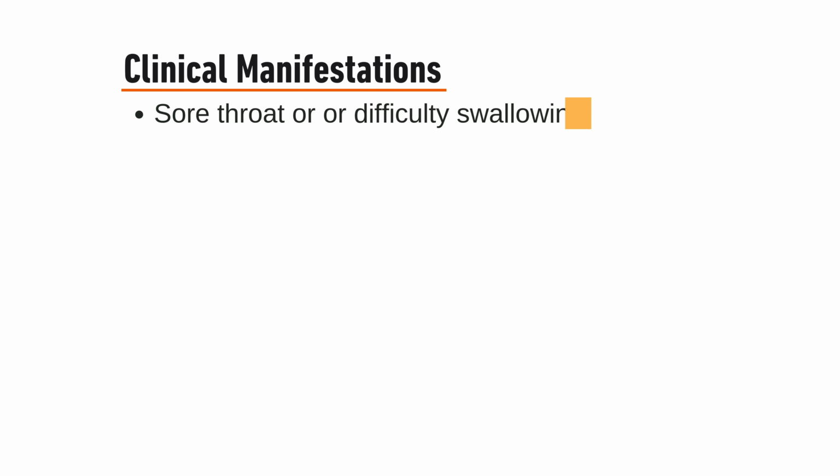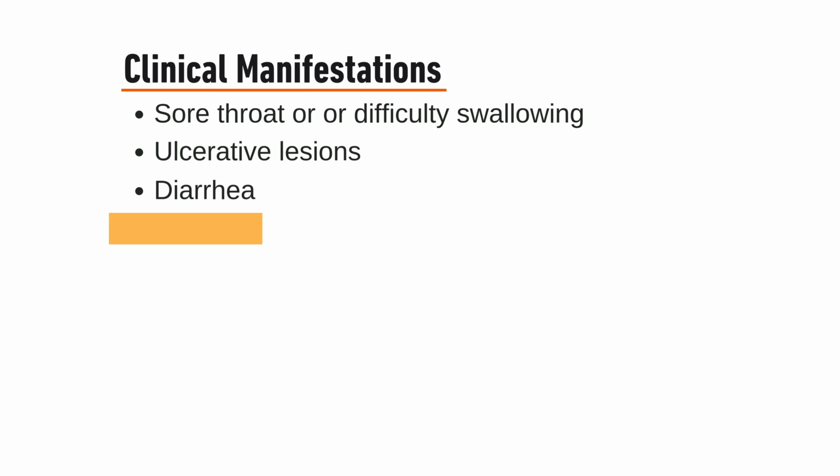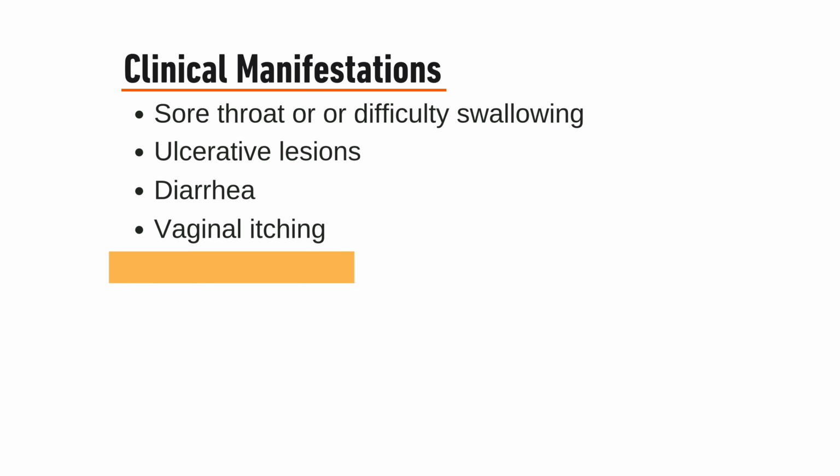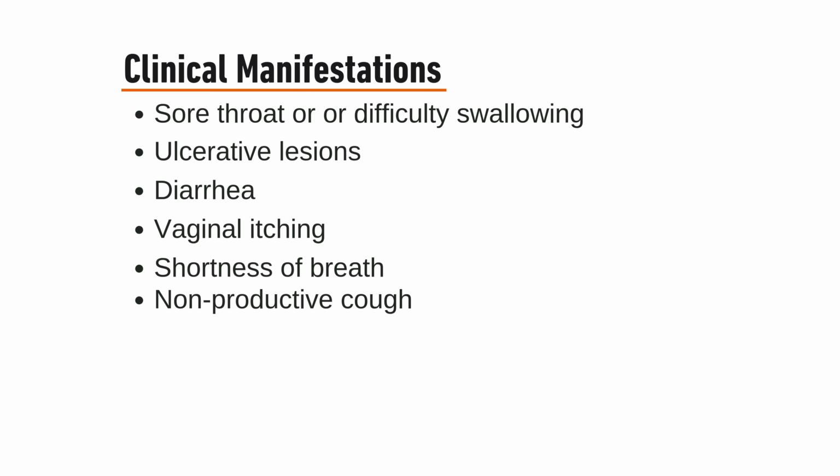And here's the critical part. The classic signs of infection may be absent. No white blood cells means no pus, no redness, heat, or swelling. So what do you look for? Common signs and symptoms are sore throat or difficulty swallowing, ulcer lesions in the mouth or throat, diarrhea or rectal tenderness, vaginal itching or discharge, shortness of breath, and even a non-productive cough.